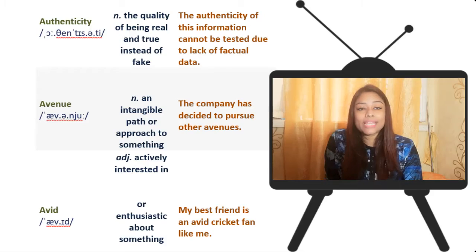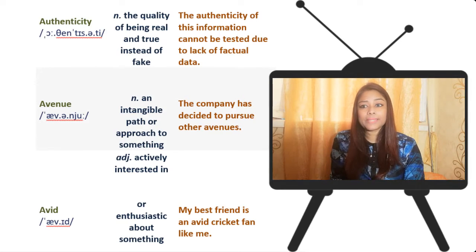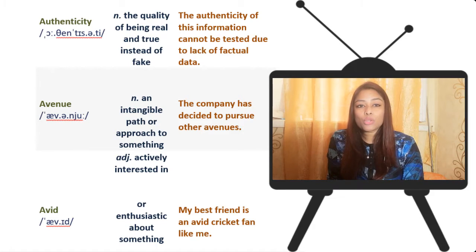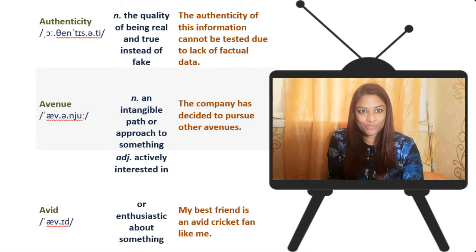So the first one is authenticity. Authenticity is a familiar word and it means the quality of being real or true instead of fake. So we know this word, but often we struggle to use this. So let's see how we can use this through an example that I prepared for you.